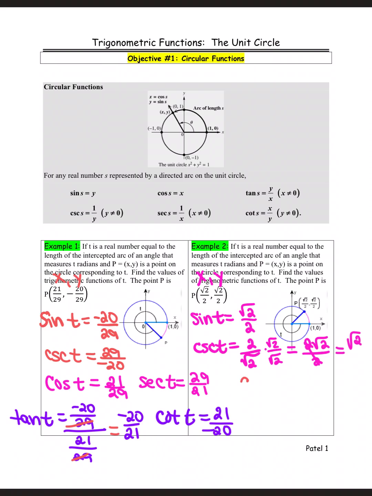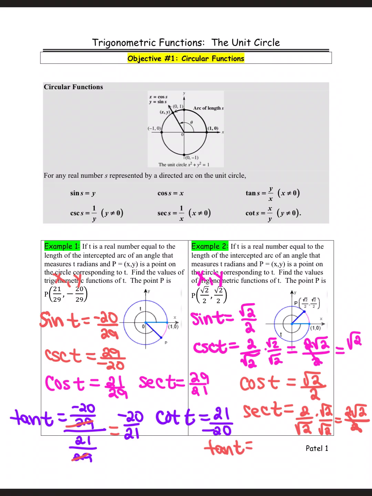And then we have cosine of t is square root of 2 over 2. So secant of t is 2 over square root of 2. And if I multiply by square root of 2, we have 2 square root of 2 over 2, and the 2 cancels out, so it's just square root of 2. Tangent of t is equal to sine, which is square root of 2 over 2, over cosine, which is square root of 2 over 2. And that equals 1. And cotangent of t is the reciprocal of 1, which is just 1.